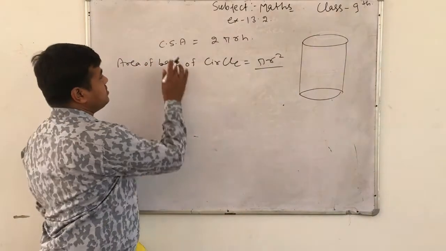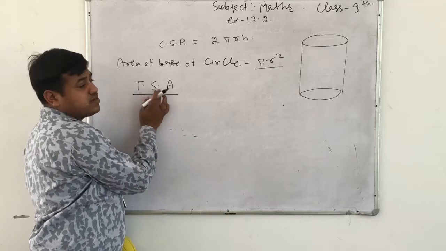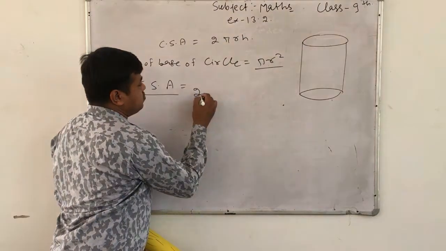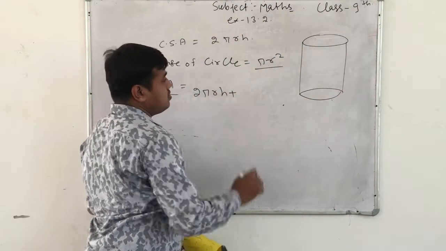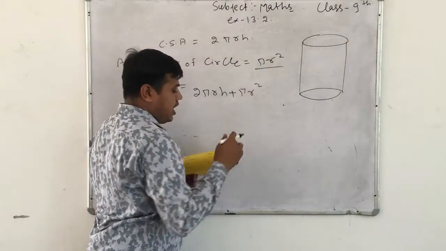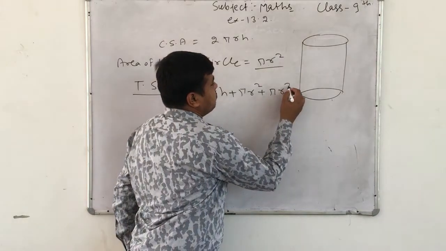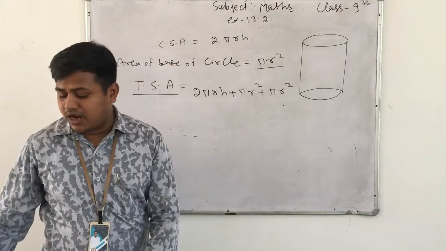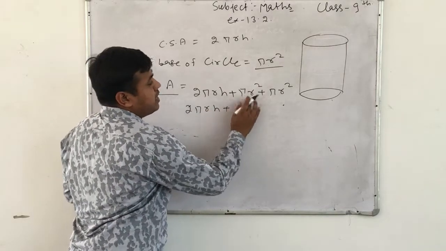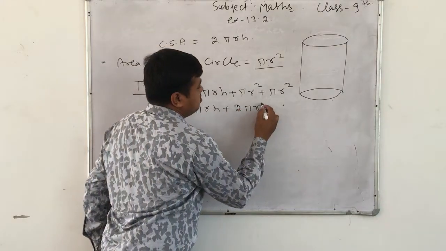Then the total surface area is the curved surface area, 2 pi r h, plus the base pi r square, and the top portion is also a circle, pi r square. So it is 2 pi r h plus pi r square plus pi r square.